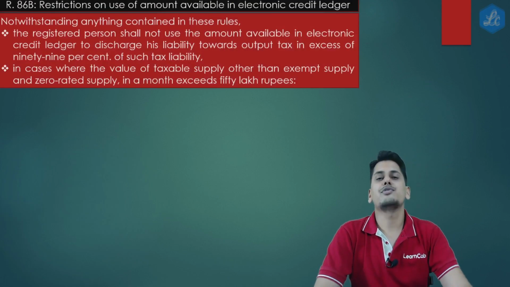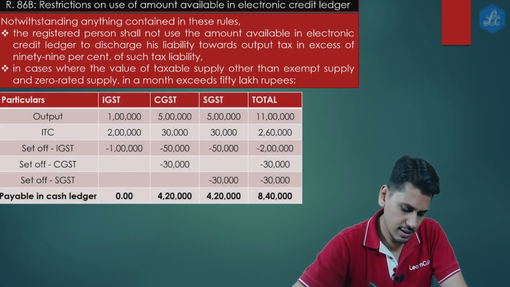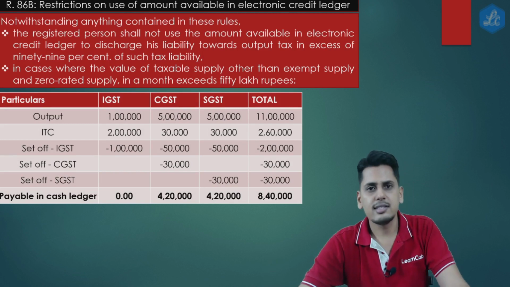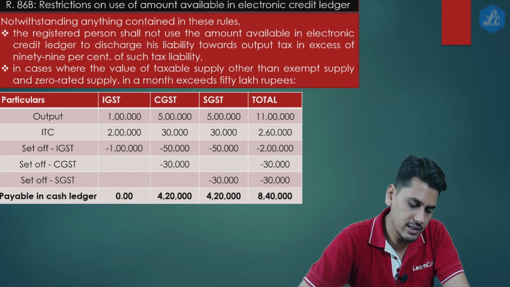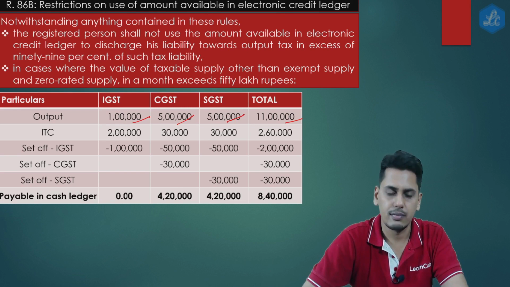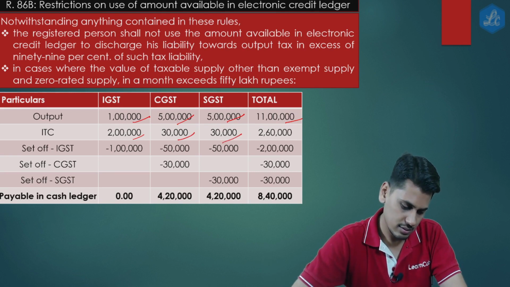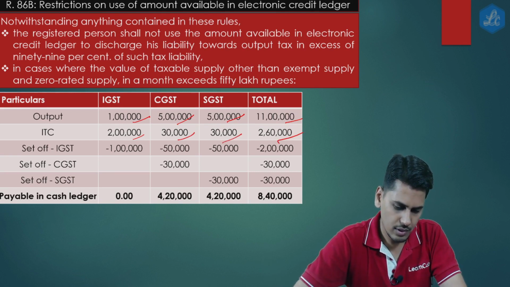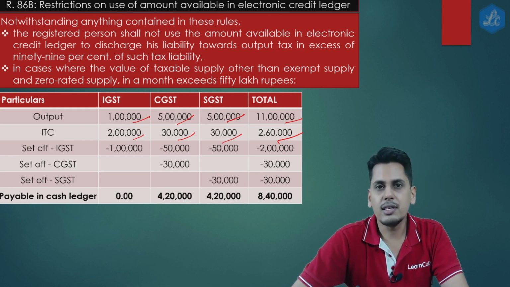Let's take another case for discussion under 86B. Friends, these are the actual figures. Output tax: IGST 1 lakh, CGST 5 lakhs, SGST 5 lakhs, totaling 11 lakhs. ITC: 2 lakhs in IGST, 30,000 CGST, 30,000 SGST, totaling 2,60,000. So these are the figures.